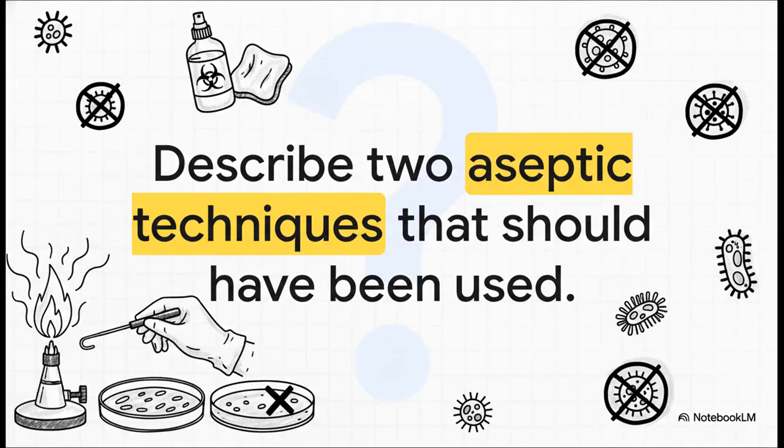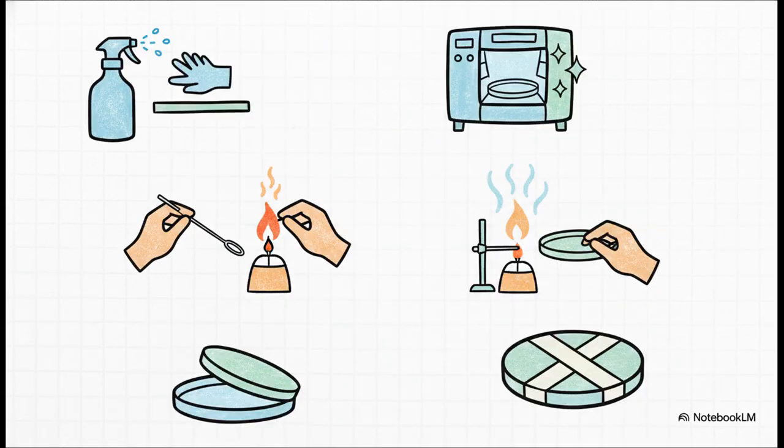The first question here is all about good lab procedure. It's asking for 2 aseptic techniques. In simple terms, that just means what steps should you take to stop your experiment from getting contaminated by other random microbes that could mess up your results. And the good news is, the mark scheme gives you a whole menu of possible answers. You could talk about sterilizing your equipment before you start, like the Petri dish, or flaming the inoculating loop.